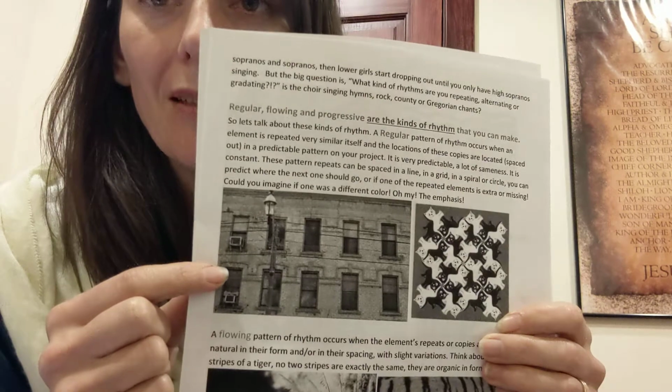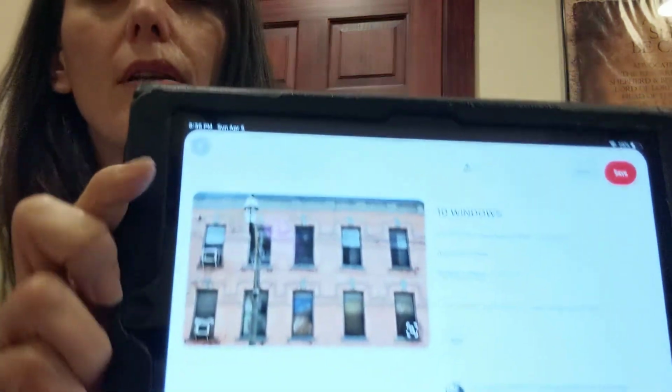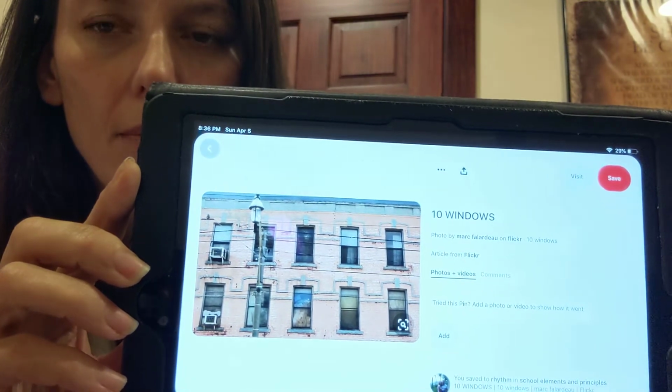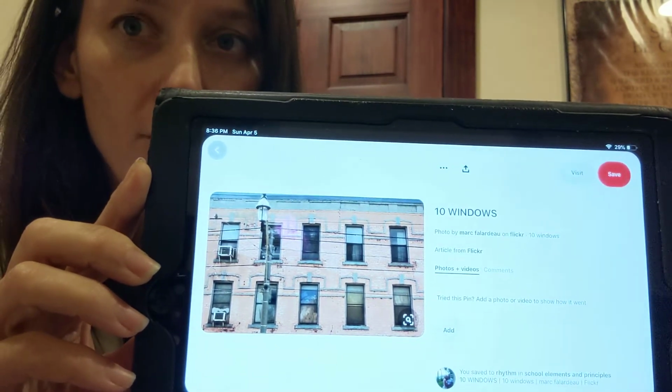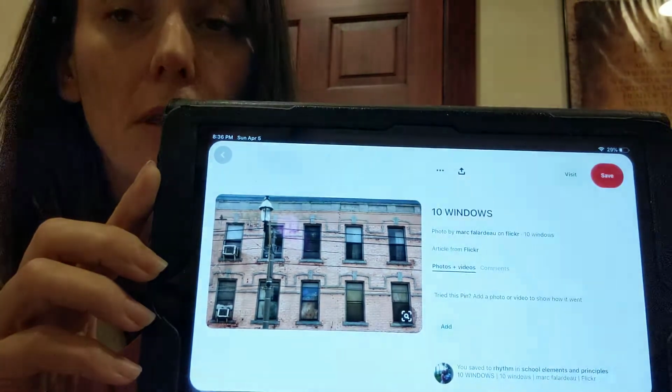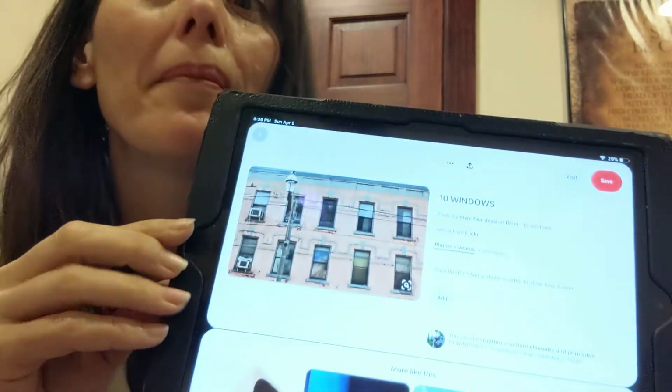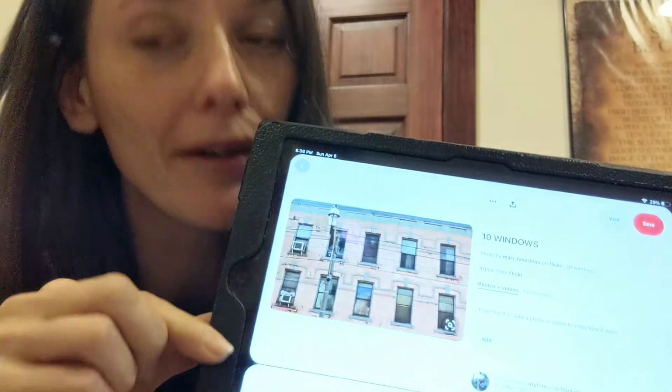A good example of this is windows on a building, right? I think I have this in color on here. Okay, so this building, the windows occur at a regular interval. They are the same size. They have the same brickwork going around them in a zigzag. It's creating a visual rhythm. It's very predictable. On the back side of the building it's going to be the same. They don't show the first floor. Guess what? It's probably going to be the same. Maybe one of these is going to be a door down here, but pretty much the same. Okay? This is a regular rhythm. It is very predictable.